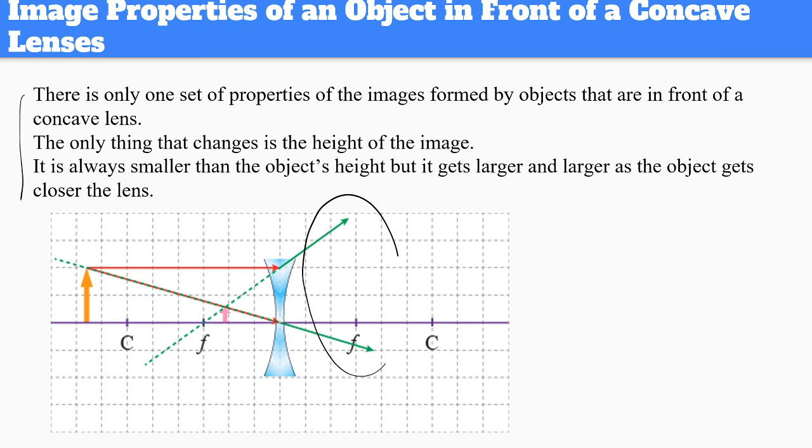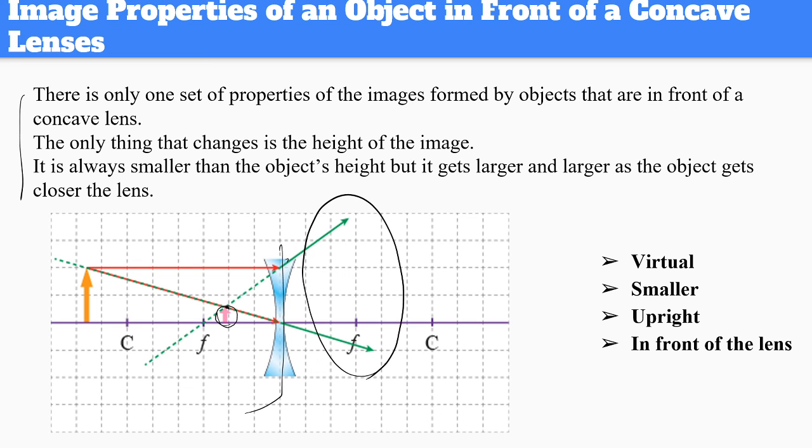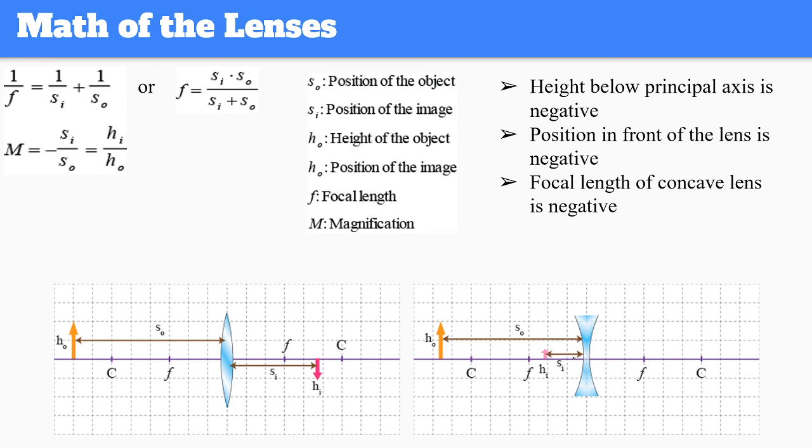One ray parallel diverges, the other goes to the vertex and goes straight. As you can see, those two rays are not able to intersect, but their projections are intersecting, so that makes it a virtual image. The image, as you can see, is here. It is smaller than the object, it is upright, and it's in front of the lens. So the properties are: virtual, smaller, upright, in front of the lens.